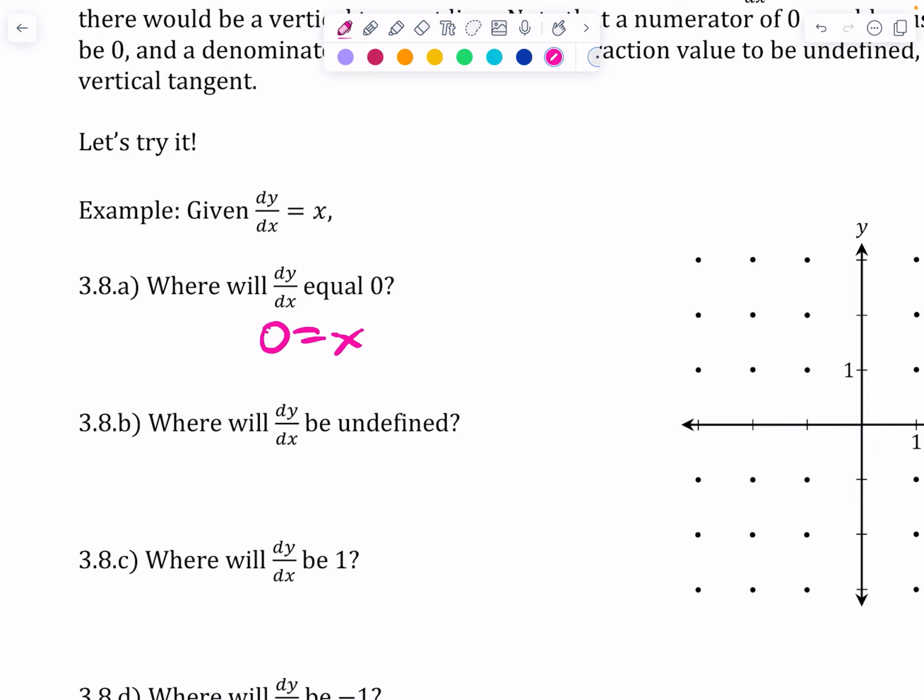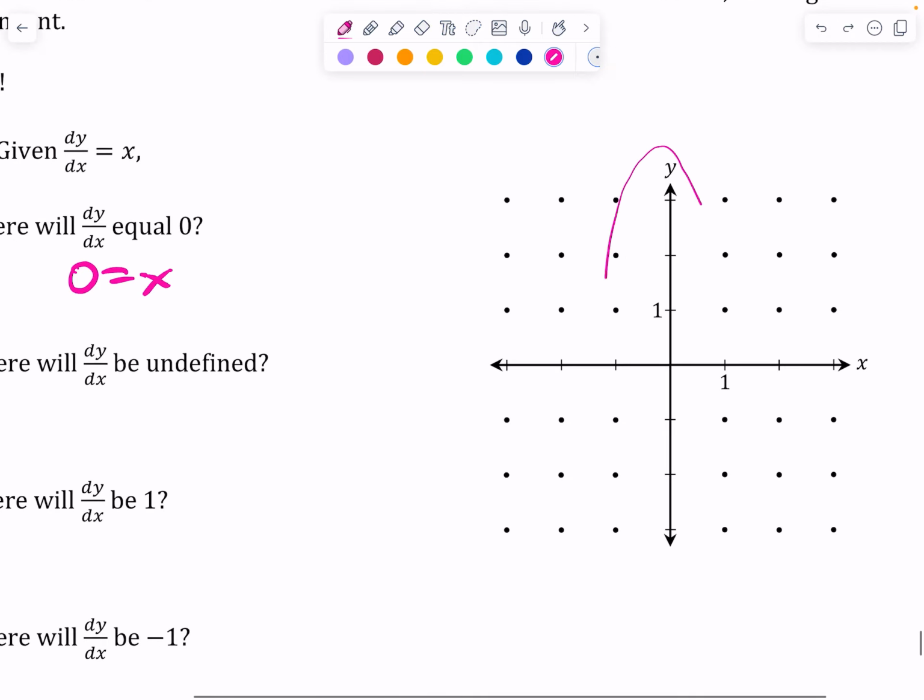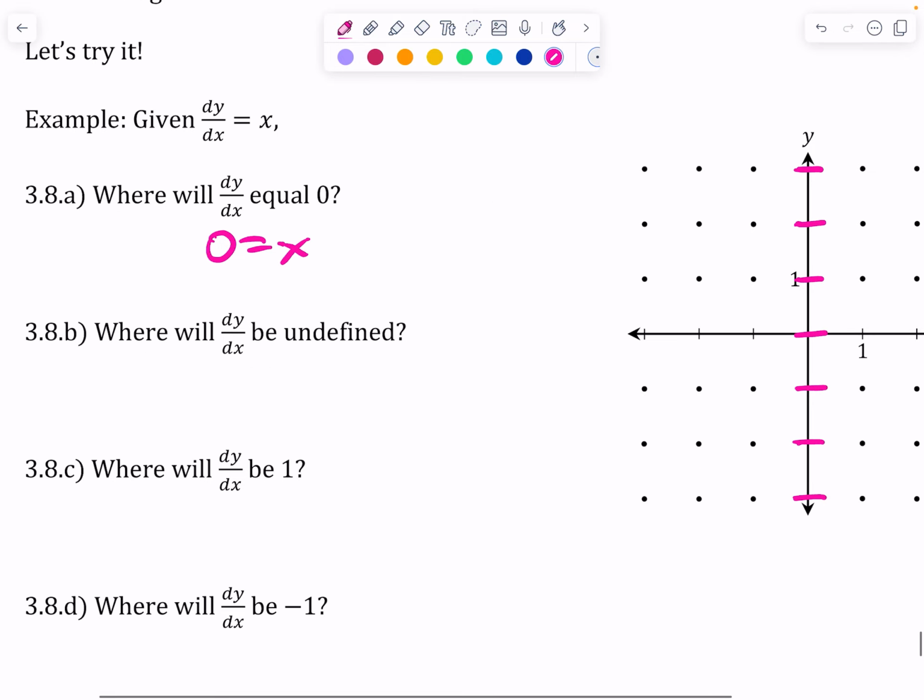Oh, so whenever x is 0, dy/dx is 0. x is 0 right along the y-axis. So along the y-axis, I'm going to fill in slopes of 0, because dy/dx, the slope, is 0. When will dy/dx be undefined? Well, we're not ever dividing by any variable, so that's a straight up never.